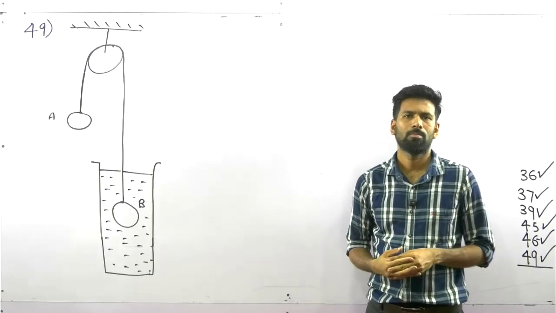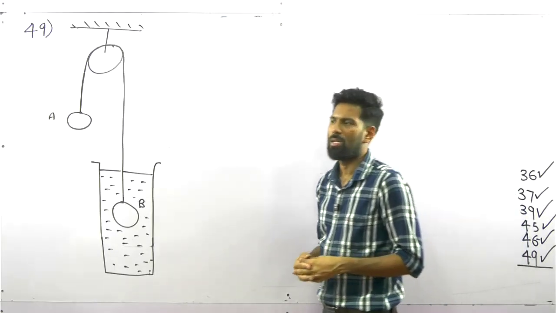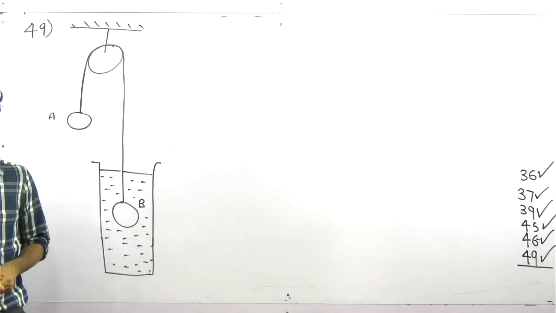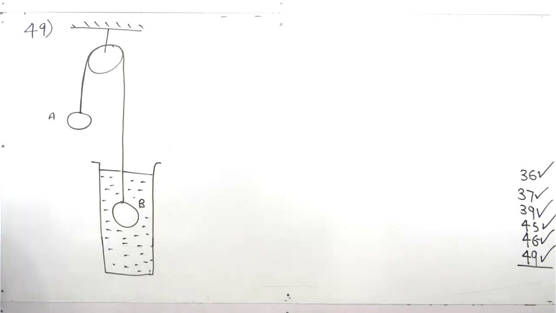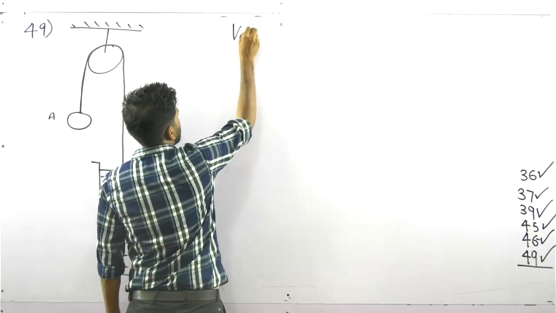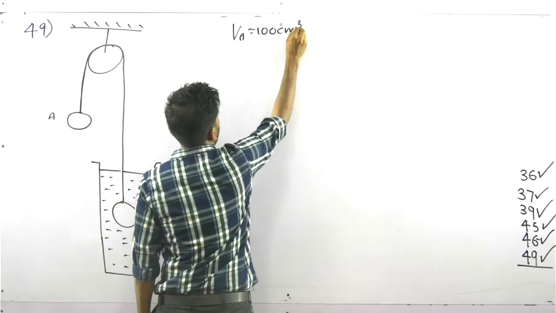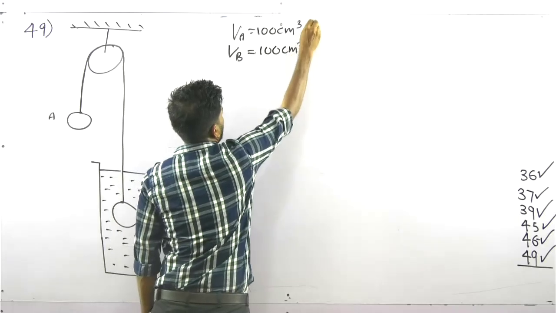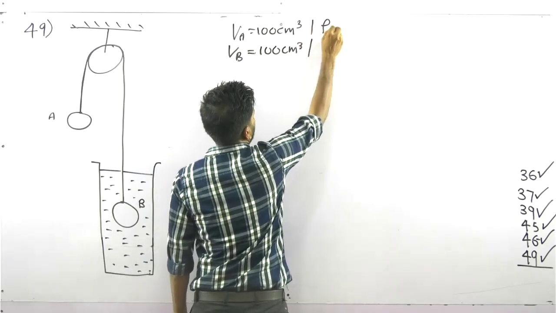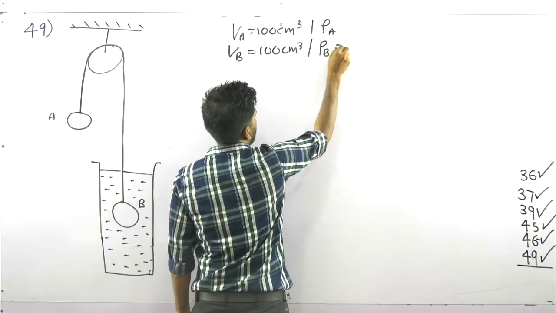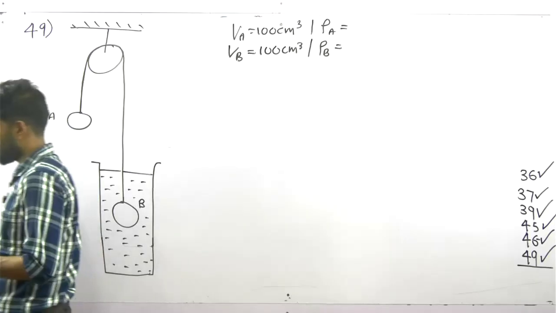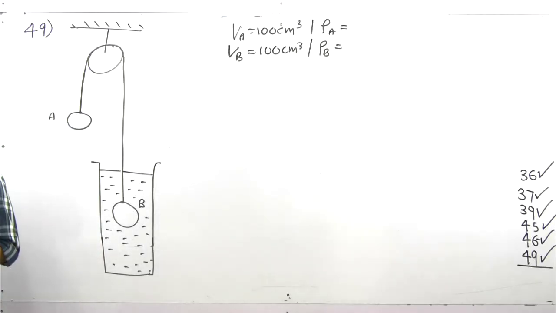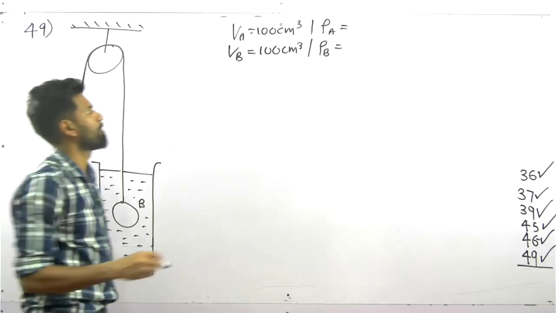Okay. So how to do this? First of all, it's good that they have told us the volume is the same. The volume of object A is 100 centimeter cubed, and the volume of object B is 100 centimeter cubed. That's good, both volumes are the same. But the densities are different, rho A and rho B. Object A has a density of 400 kilograms per meter cubed, while B has 1500.